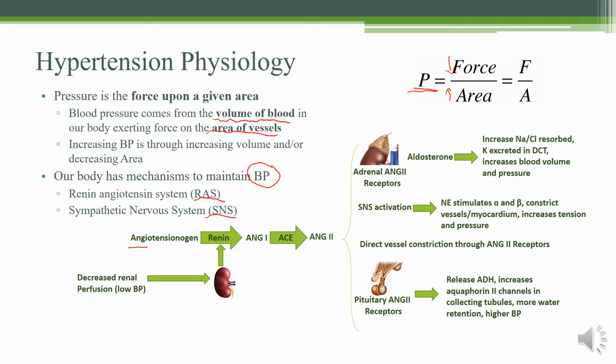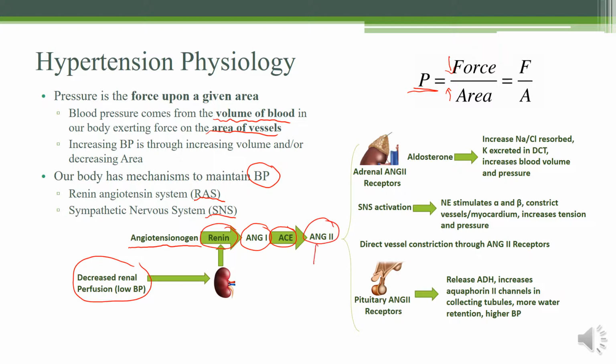Angiotensin first starts off as angiotensinogen. Now, angiotensinogen is released from the liver, and renin is released from the kidneys in cases of decreased perfusion. So decreased perfusion to the kidney most of the time for a healthy individual just means low blood pressure. So what happens is the kidney releases this renin, and renin is an enzyme that turns angiotensinogen, the inactive form, into angiotensin 1. Angiotensin 1 then uses the enzyme ACE, or angiotensin converting enzyme, to turn it into angiotensin 2.